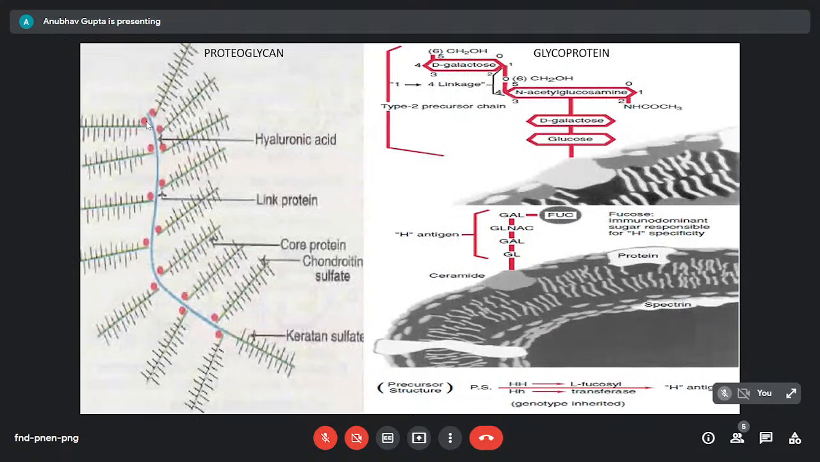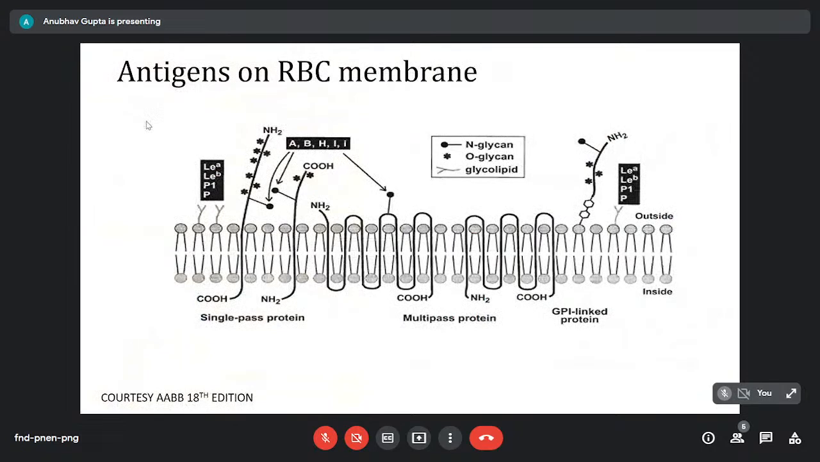This is the pictorial diagram of glycoproteins, because my antigens can be glycoproteins or proteoglycans. I will be talking in detail in my further slides. This pictorial diagram shows the RBC membrane and my antigens. Antigens can have a single pass protein structure, or a multi pass structure, or they can be placed simply on the RBC membrane. For example, Lewis A, Lewis B, and P1 antigens are on the RBC membrane, but a few antigens like ABH span the RBC membrane, though they are only single pass proteins.